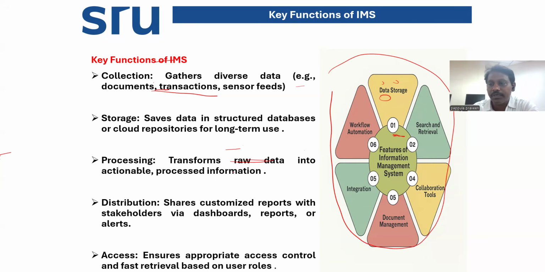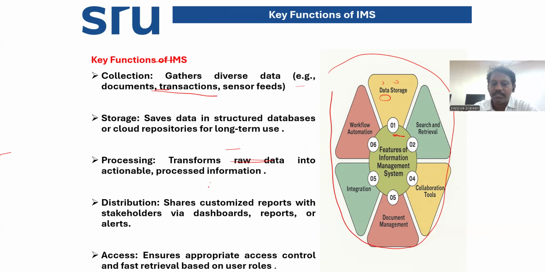How to distribute data from one system to another system or one field to another field. Distribution shares customized reports with stakeholders via dashboards, reports, or alerts. For customized reports, we have to gather the data and process the data. After processing, we create a report. That report is shared with another person.